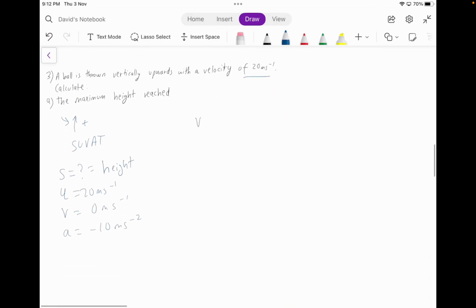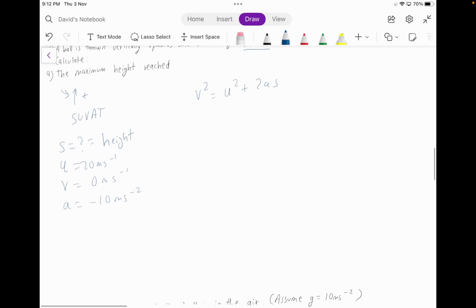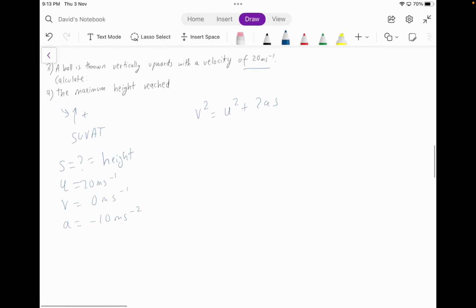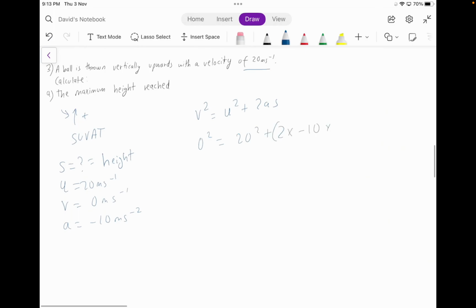So equation 4 is v squared is equivalent to u squared plus 2as. So v squared, that's 0 squared, is equivalent to 20 squared plus 2 times the acceleration, which is negative 10, times s. If you rearrange this, you're going to get negative 20s plus 20 squared, that's going to be 400, is going to be equivalent to 0.